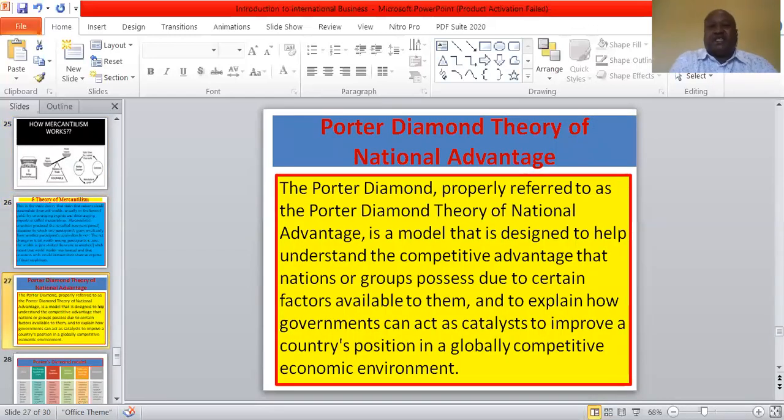Well, let's look at the Porter-Diamond theory of national advantage. The Porter-Diamond theory of national advantage is a model that is designed to help understand the competitive advantage that nations or groups possess due to certain factors available to them, and to explain how governments can act as catalysts to improve a country's position in a globally competitive economic environment.